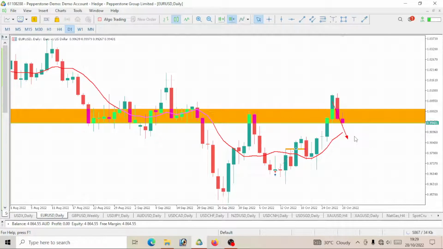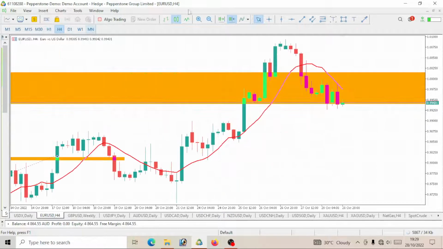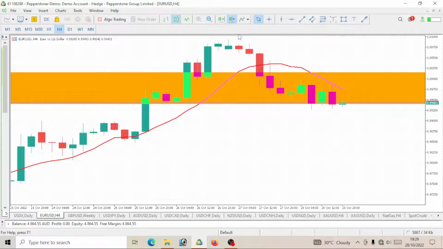So let's take a look at the 4-hour time frame. What does the 4-hour time frame say? We would want to take the trade, right? We would want to short it. What does the 4-hour time frame say? It says we are bearish.